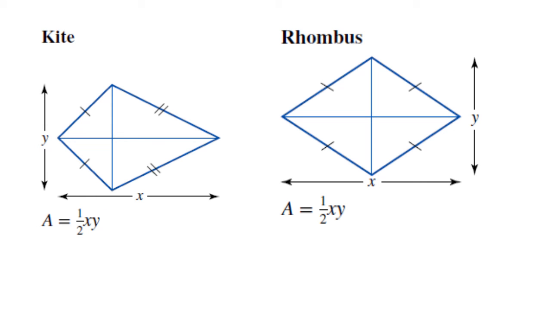When we get onto kites and rhombuses or rhombi, I don't quite know, again, they are essentially based on triangles, which are half of rectangles. So if we know the total length and the total height of the kite or the rhombus, then we multiply those two together and halve it, and we've got the area of our shape.